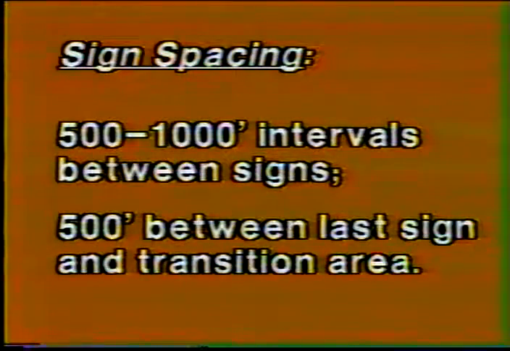As for sign spacing, the manual recommends placing advanced warning signs at 500 to 1,000 foot intervals on highways with high traffic speeds. The last warning sign should come about 500 feet before the transition area. On lower speed roadways, such as city streets, the contractor may use closer sign spacing.